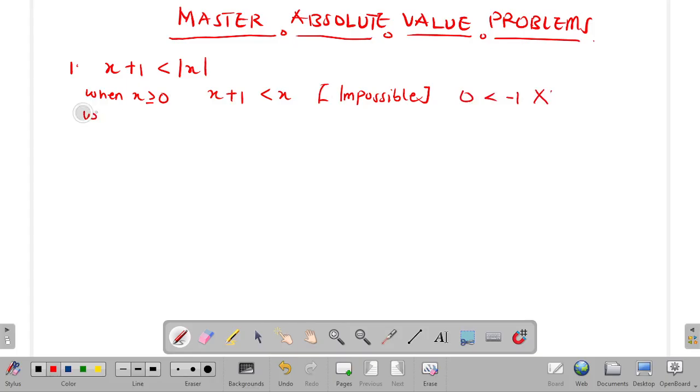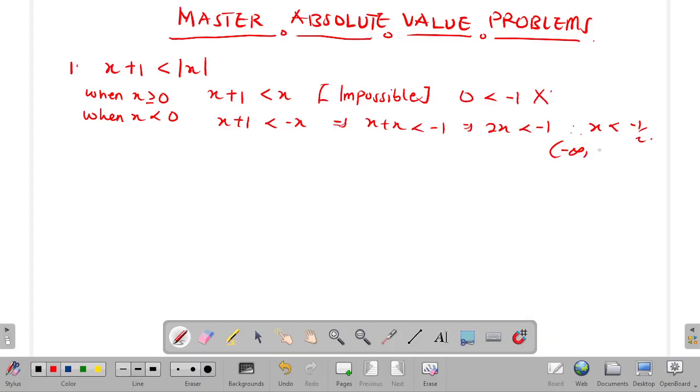Then you try the second case when x is less than 0. So when x is less than 0, what are you going to get? You're going to have x plus 1 is less than negative x. So this gives x plus x is less than negative 1. We're going to have 2x is less than negative 1. Therefore, x is less than negative half. So we're going to have negative infinity to negative half, open. Great, there's the answer. Let's go to the second problem.